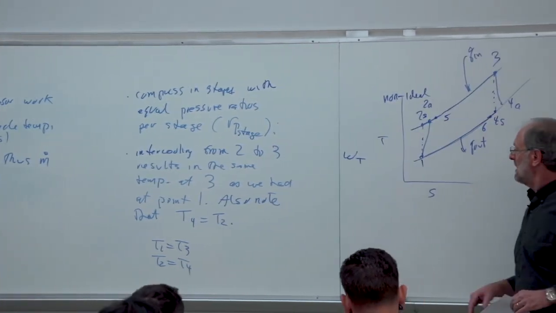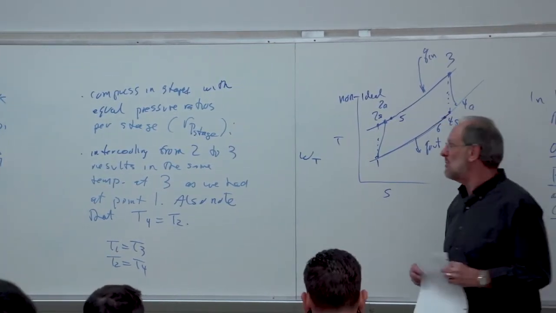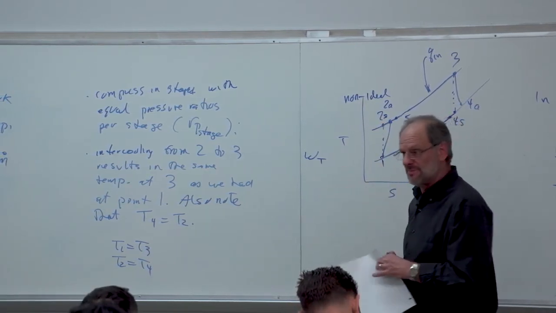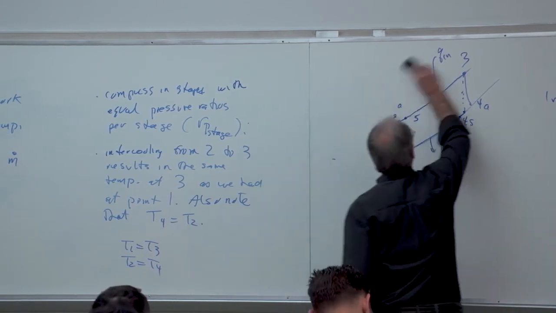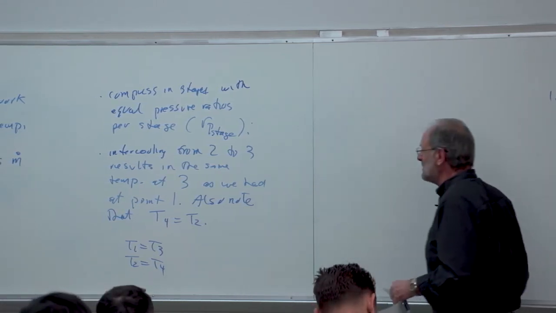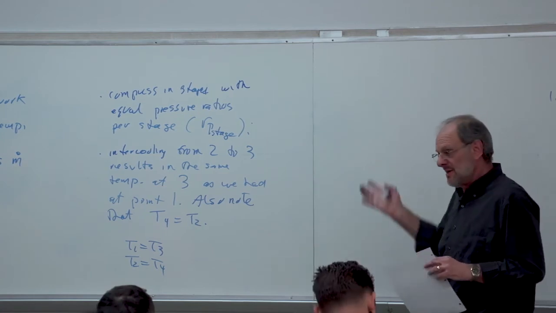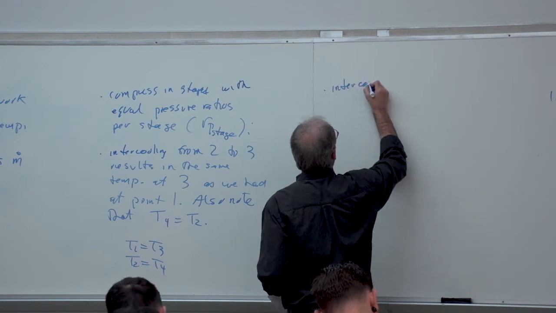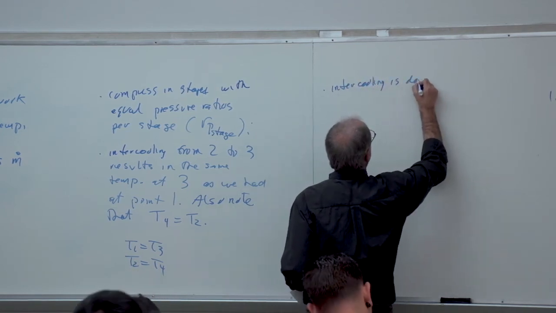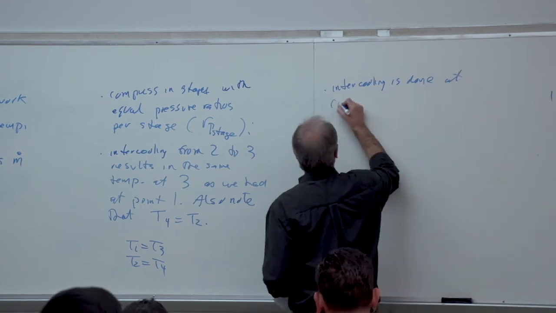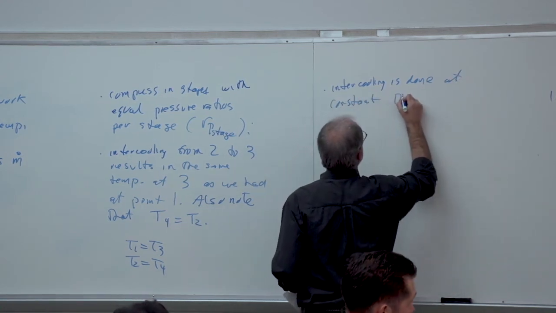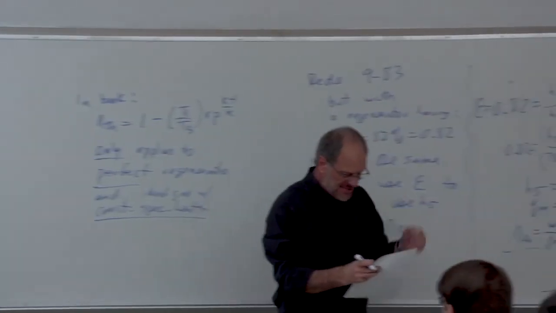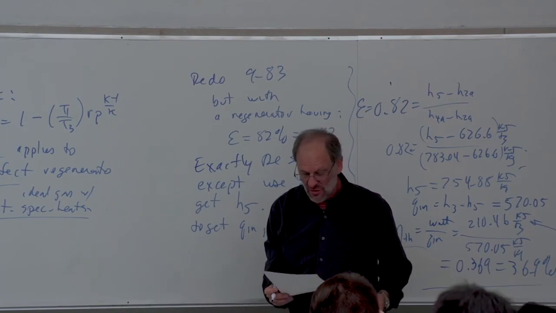Another thing that I should note, and this hopefully is clear by looking at that little diagram over there, is that the intercooling process is done at constant pressure. So the pressure does not change from point 2 to point 3. That's just the intermediate pressure for the process. Okay, so intercooling is done at constant pressure. So hopefully this gives you a better feel for the nature of the intercooling process.